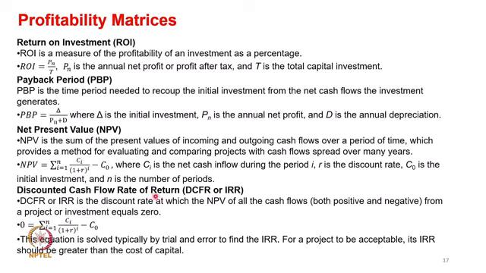So the discounted cash flow rate of return, or what we call the internal rate of return, IRR, is the discount rate at which the NPV, the net present value of the cash flows, both positive and negative, from a project or an investment equals 0. So 0 is equal to the sum from i = 1 to n of Ci divided by (1 + r)^i, minus C0. This equation, of course, you can't solve as it is. This is an implicit expression. This equation is typically solved by trial and error to find r, which is the internal rate of return. For a project to be acceptable, its internal rate of return should be greater than the cost of the capital.